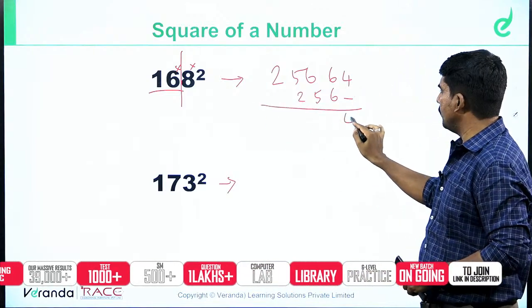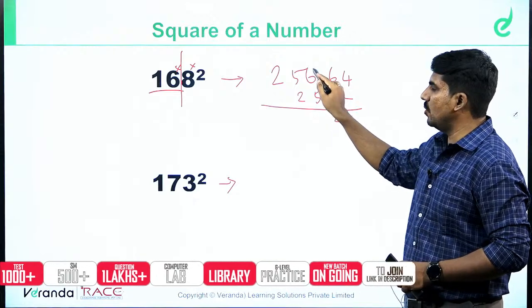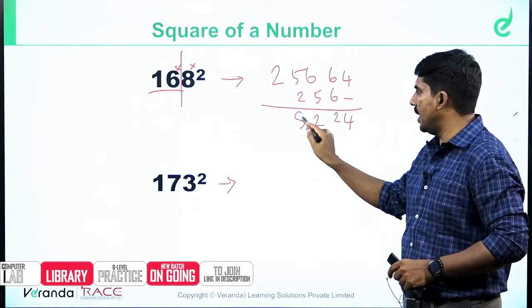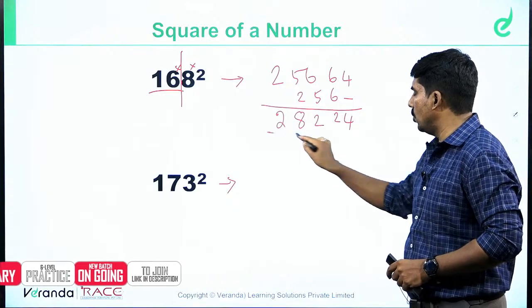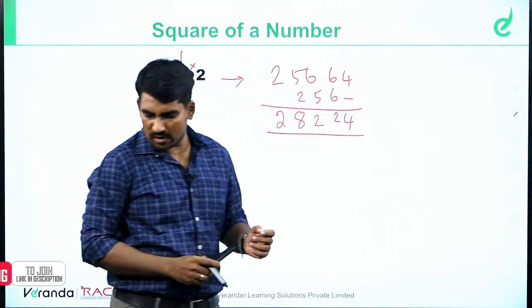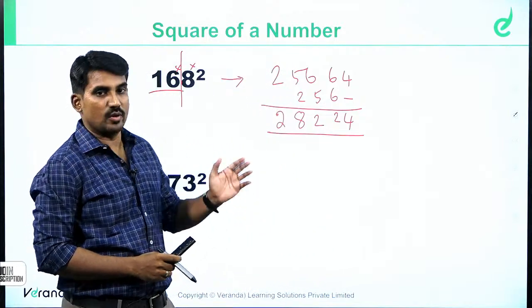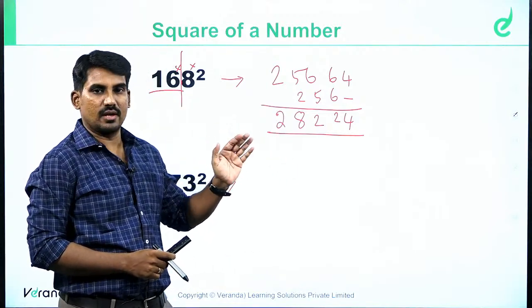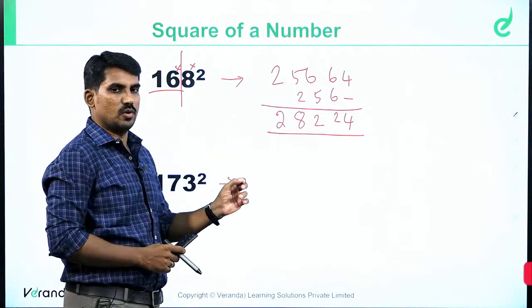Now add everything: 4, 12, remaining 1; 7 plus 5 becomes 12, remaining 1; 7 plus 1, 8, then again 2, 2, 8. 28,224. Good, correct answer, Shireen, 28,224.